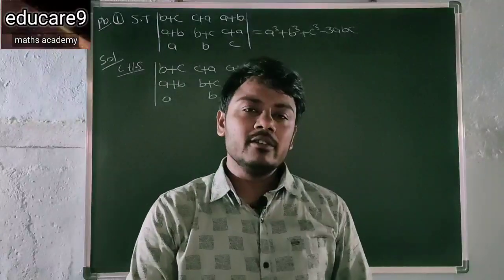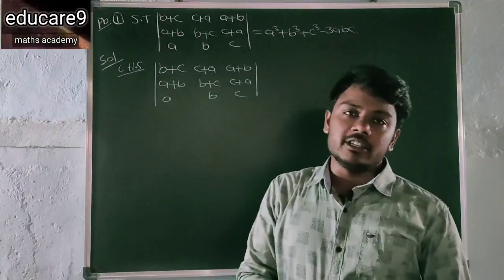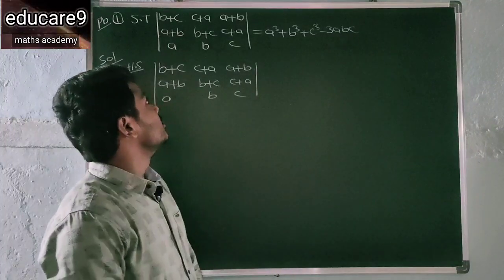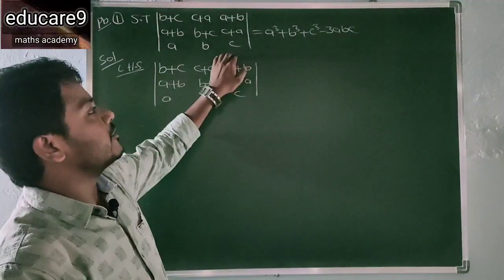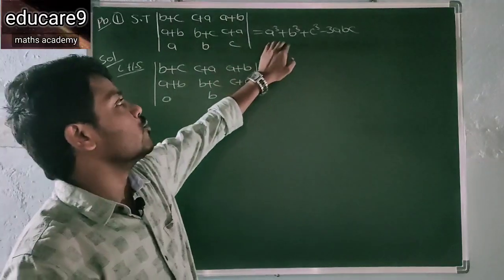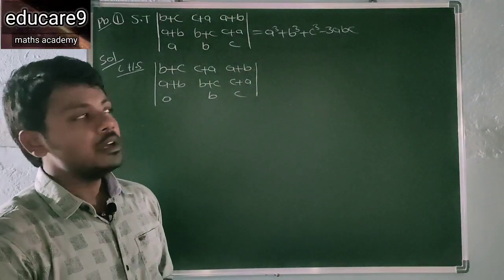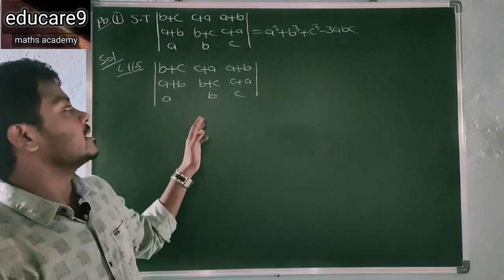Hi, hello everyone. For this session, we will discuss a few problems. So, see the first problem. Show that the determinant of this one is a cube plus b cube plus c cube minus 3abc. So, for that, consider the LHS.